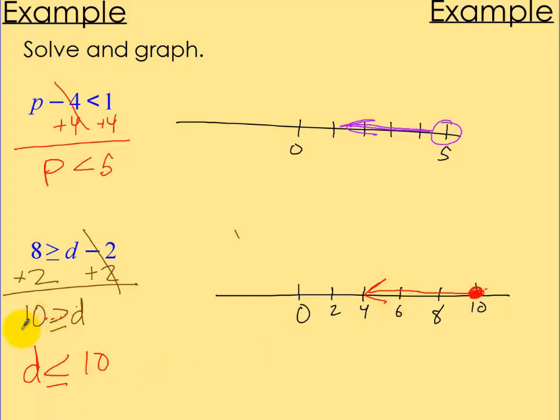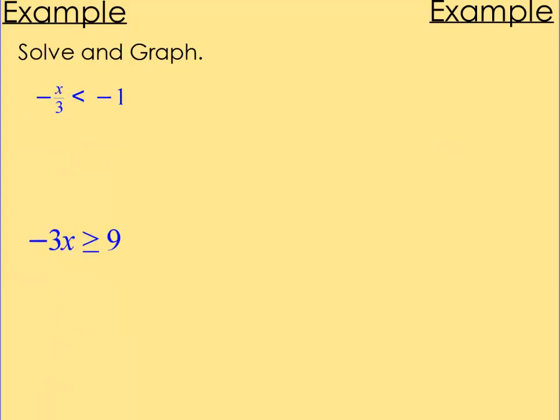So maybe the best thing to do is actually read this out loud yourself. 10 is greater than or equal to d. Well, if 10 is greater than d, that means d has to be a number that's less than 10. So follow that trick, but just be careful. I think you should read those out to yourself, and hopefully that'll help you understand this a lot better. Let's try another one. Pause the video.